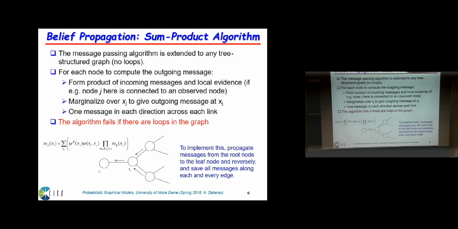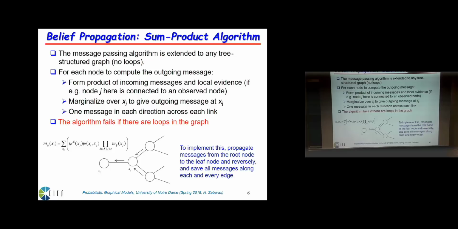So even if you don't have a tree and you try to use the same idea, you call something the root and you start sending messages, you hold it and at one point you say that's the root, and you send messages from the leaves all the way up and the other way around. This may work even if you have loops, okay? But there are no guarantees that actually will work, okay?